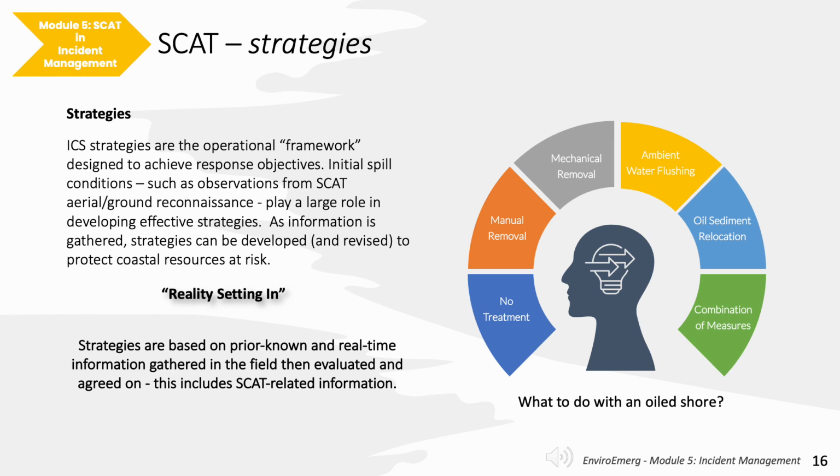For SCAT, strategies beg the question what to do with an oiled shore, such as no treatment, manual removal, mechanical removal of the oil, ambient water flushing, oil sediment relocation, or a combination of these measures. For each oiled shore segment, one needs field information to make the appropriate decision.